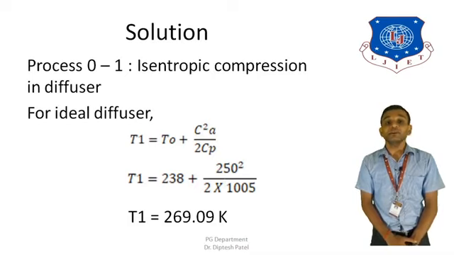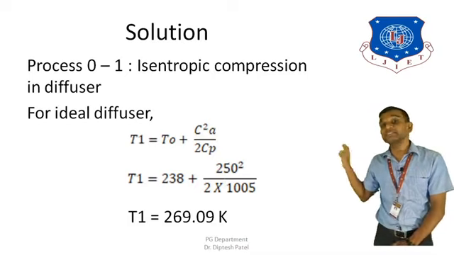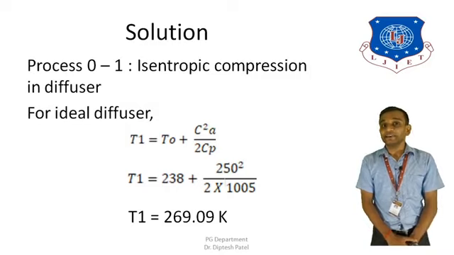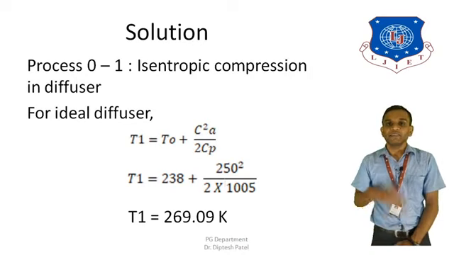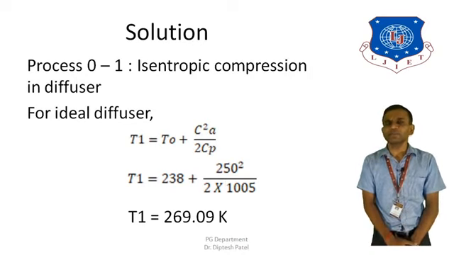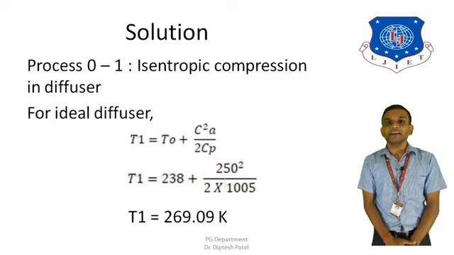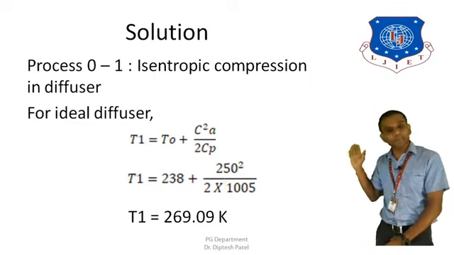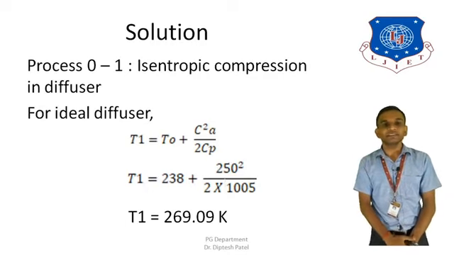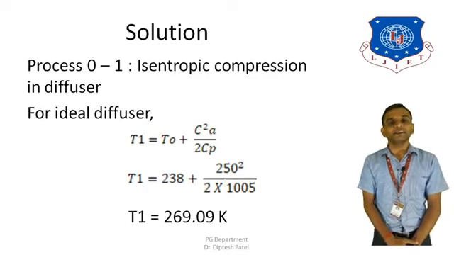Alright. So here what I am going to do, I am going to put values in this equation. T0 is given, right? So 238 Kelvin. Then Ca, the velocity of air which is entering the diffuser, is also given, that is 250 meter per second. So I am going to put this value in this equation and let's find out the value of T1. So T1 is equal to 238 plus 250 square divided by 2 into 1005, that is Cp. By the help of these calculations, I would be able to find out the value of T1.